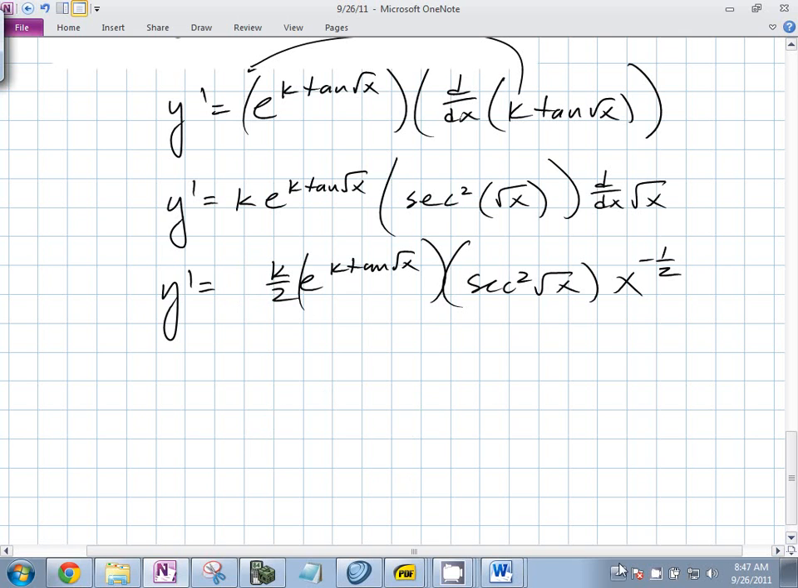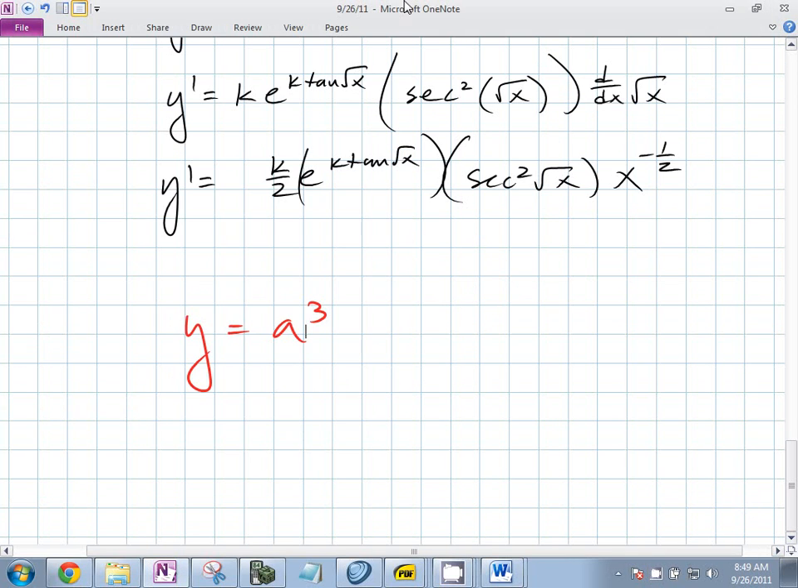Let me see. Let's do this. y prime is equal to 3a squared times the derivative with respect to x of a cubed of a. What's the derivative with respect to x of a? That's 0.